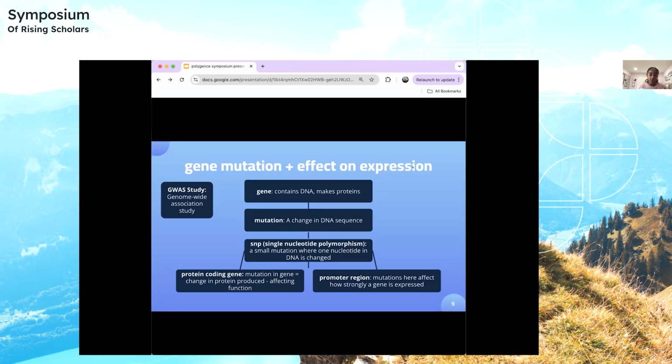If this mutation occurs in a protein coding gene, it could lead to a change in the protein produced, which overall affects the function, because as we know, the shape of a protein will affect its overall function. And if this mutation occurs in a promoter region, it'll greatly affect how strongly the gene is expressed. And I think it's important to note what a GWAS study is. It's a genome-wide association study in which there are multiple cohorts of people and an entire genome is analyzed to see if there's a significant mutation that leads to a specific condition.